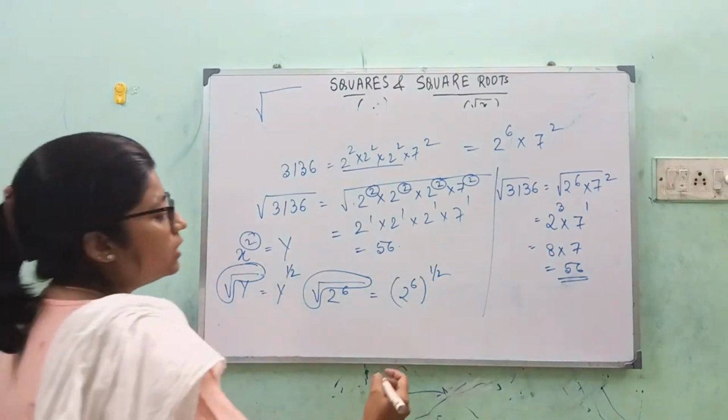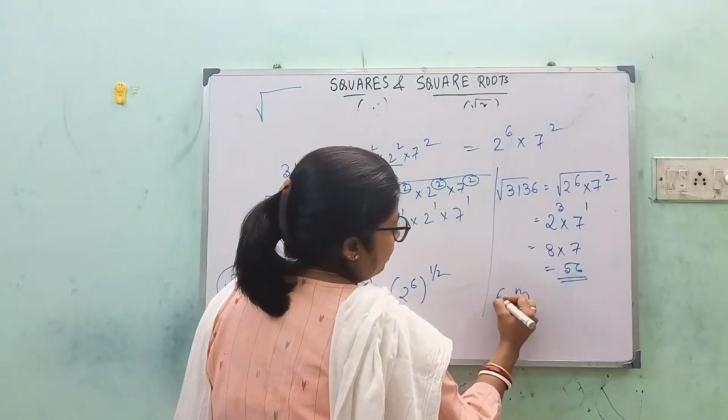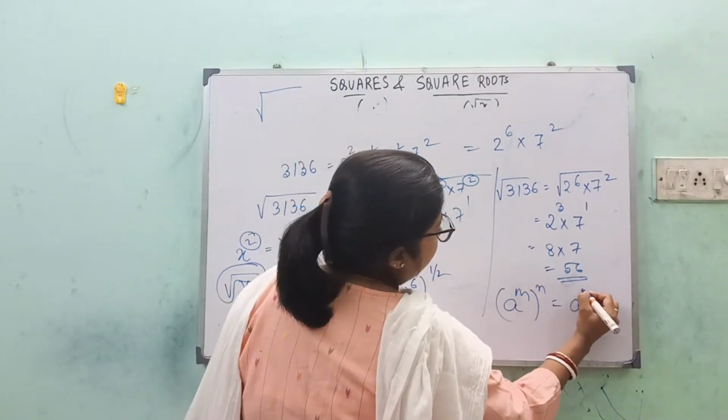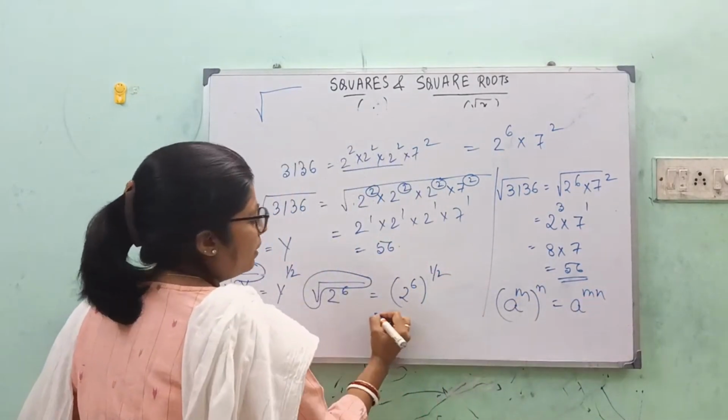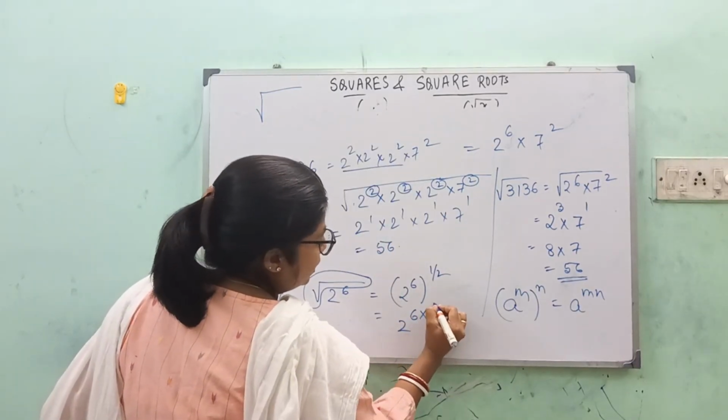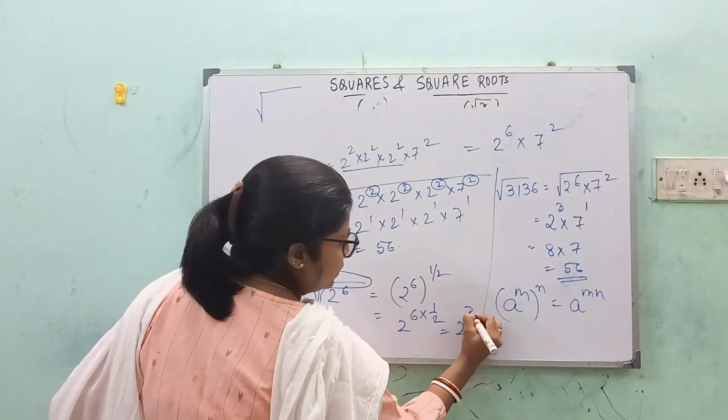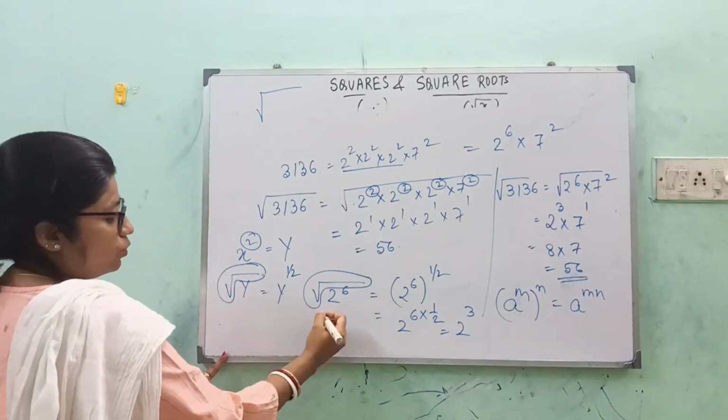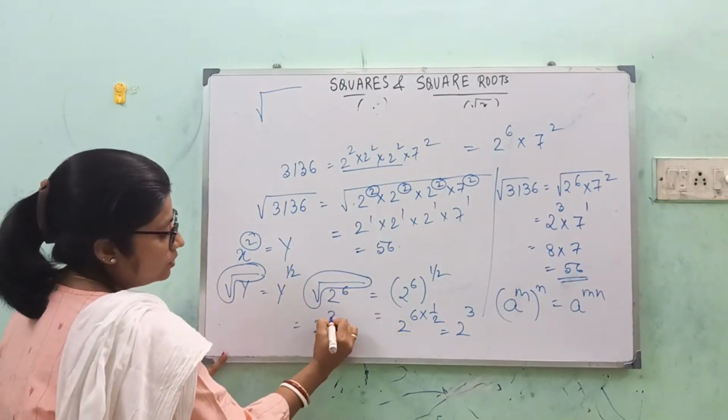And we have already learnt in laws of exponents, a to the power m whole to the power n is a to the power m into n. That means these two have to be multiplied. So 2 to the power 6 into half. That is 2 to the power of 3. That means, as I told you, make it half and bring it down, 2 to the power of 3.